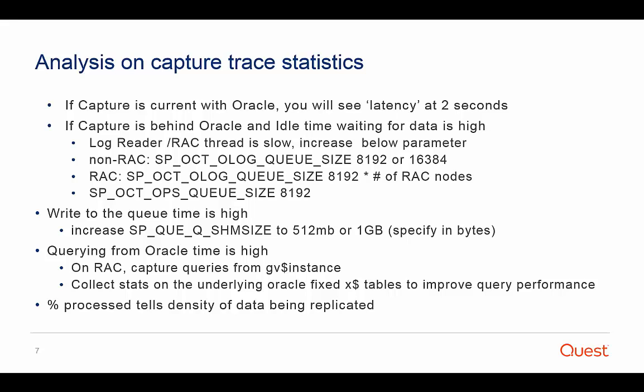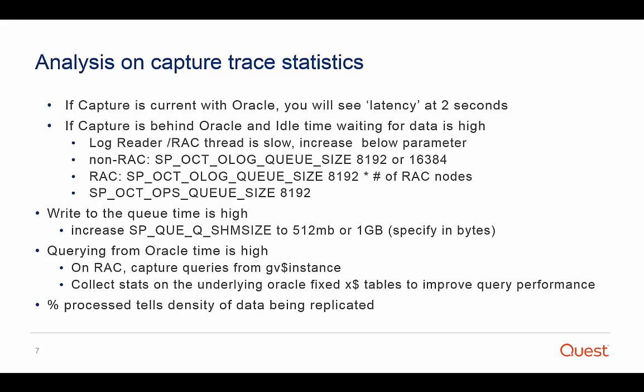If querying from Oracle time is high, on rack, capture queries from the $GV instance to check the node status. Sometimes capture may get stuck on this query and you need to collect the stats on the underlying Oracle fixed X dollar tables to improve the query performance.